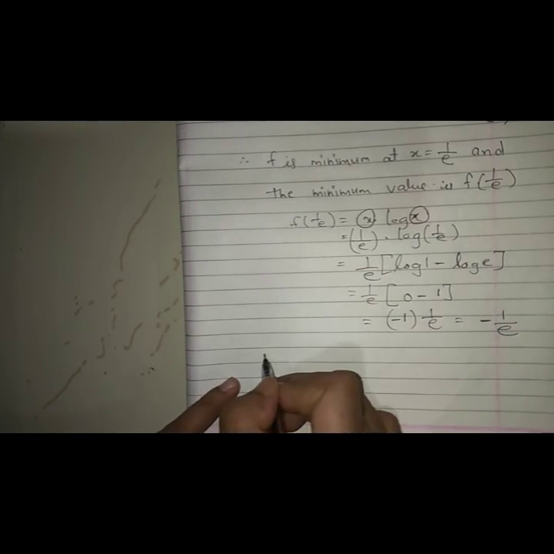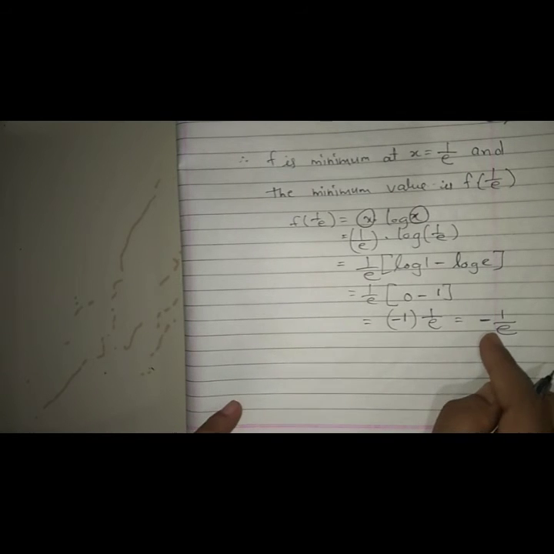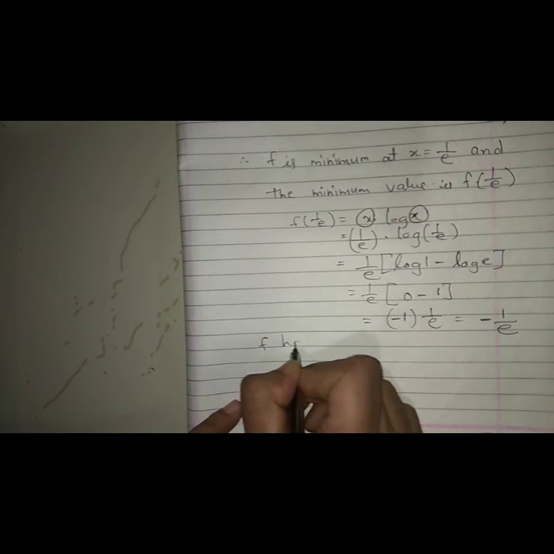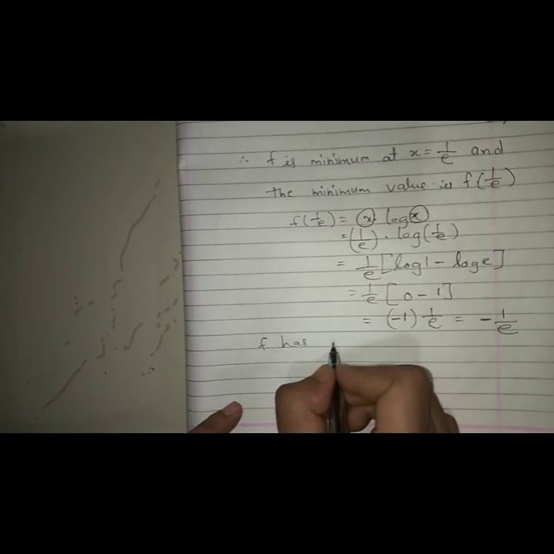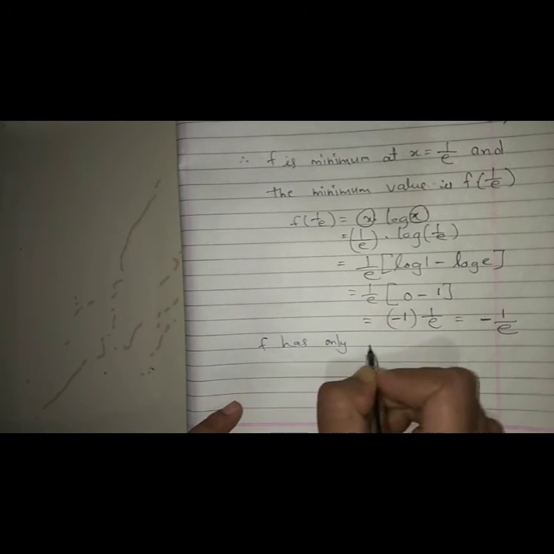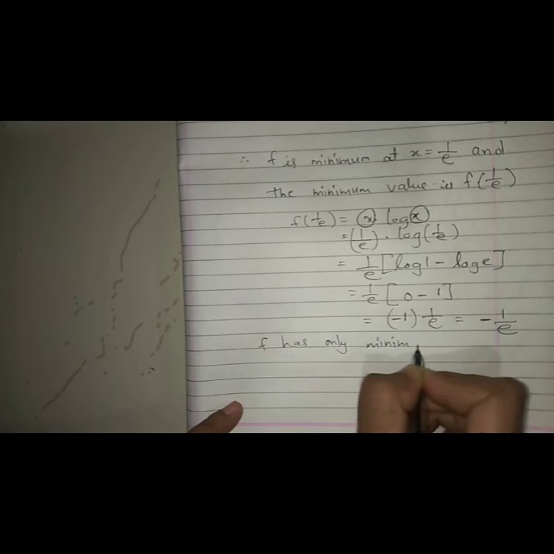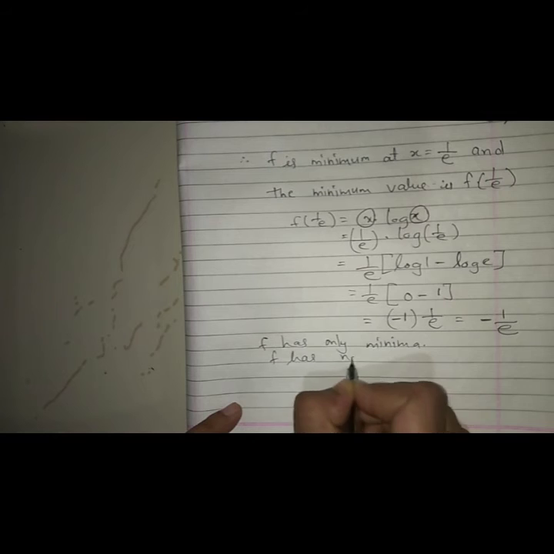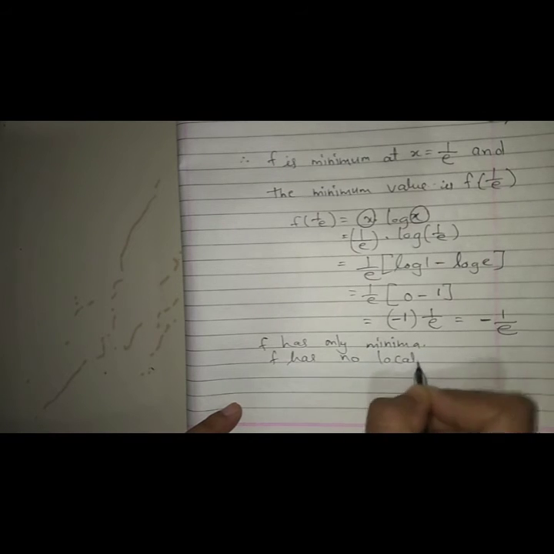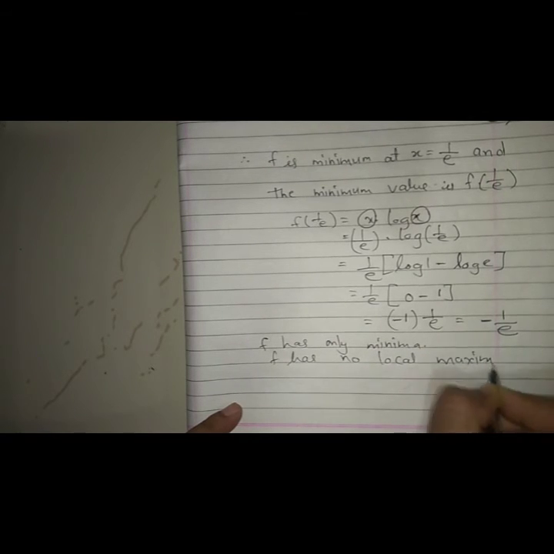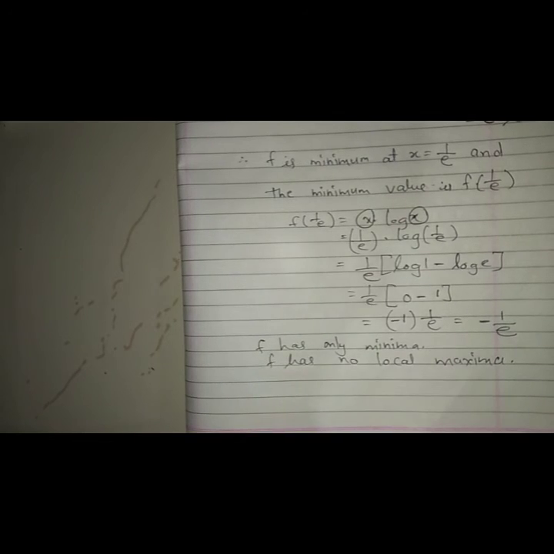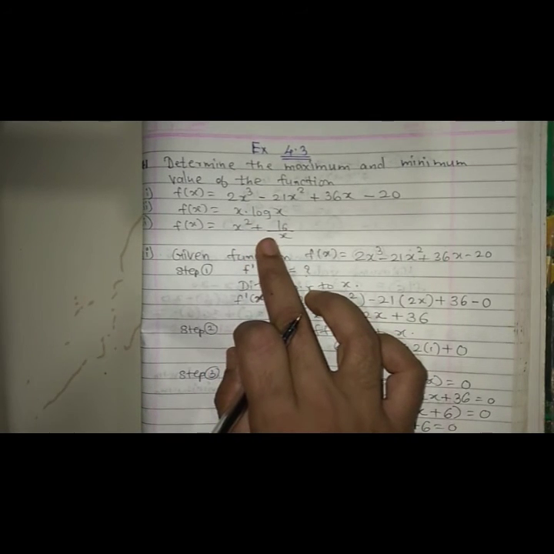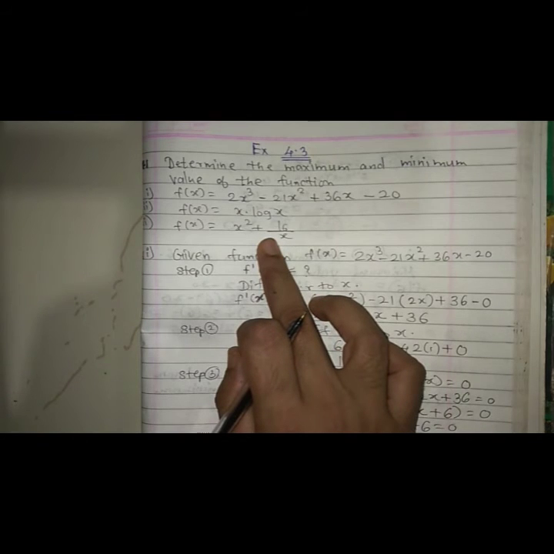Now we get minus 1 upon e, there is only one answer. Therefore, f has only minima. Only minima. f has no local maxima. Now question number 3 is remaining. Solve it on your own. Try it at home.